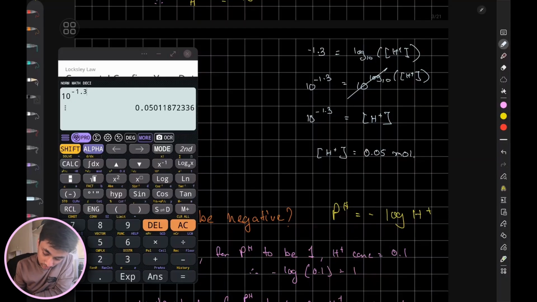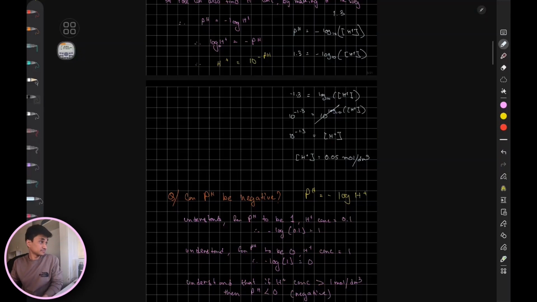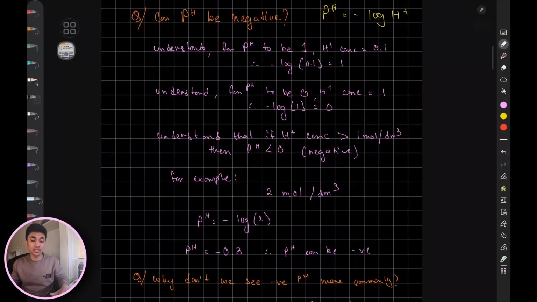0.05 mole per dm cube. Do we understand? Hopefully it makes a lot of sense. Oh, that's bright. Good. Can pH be negative? 100% it can be negative.